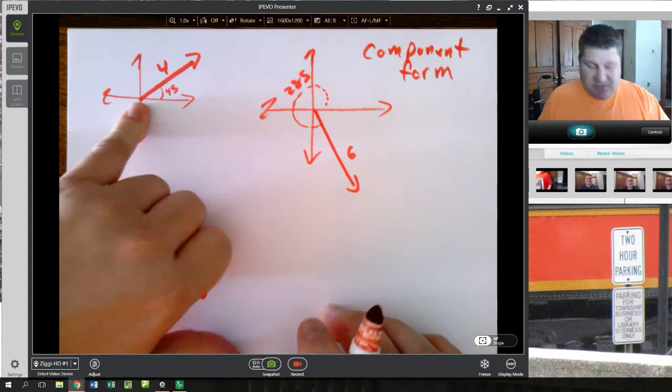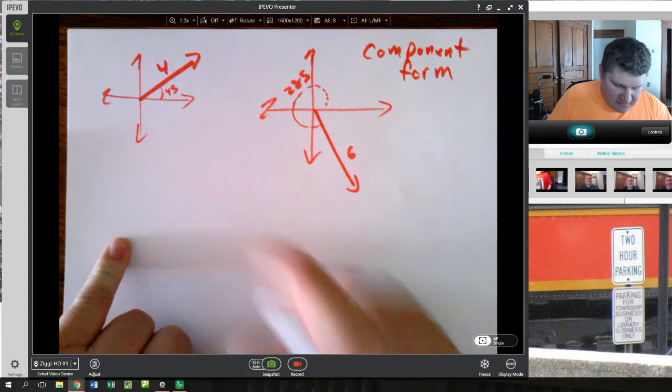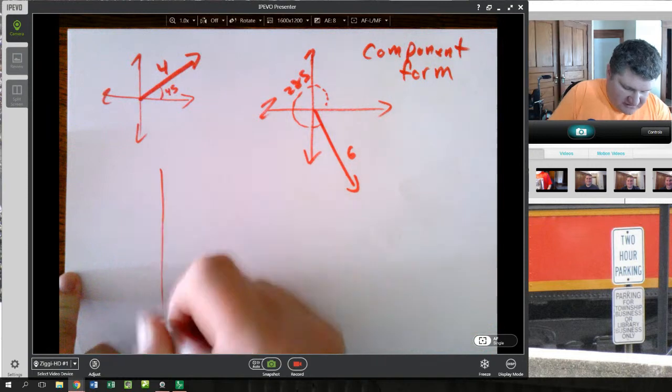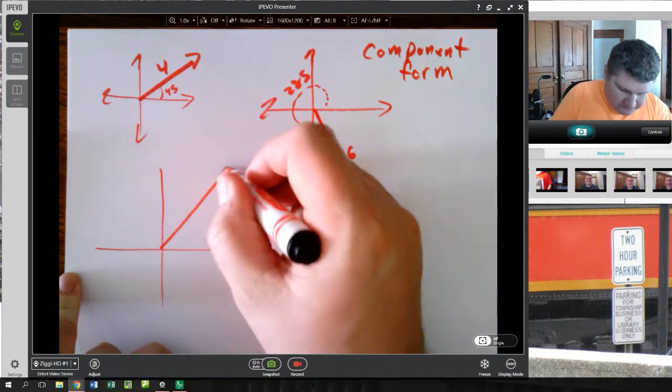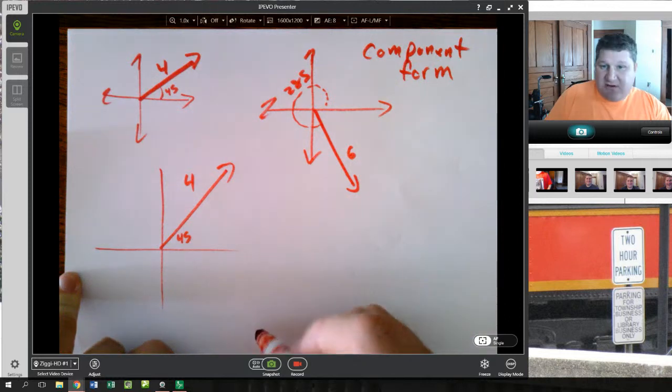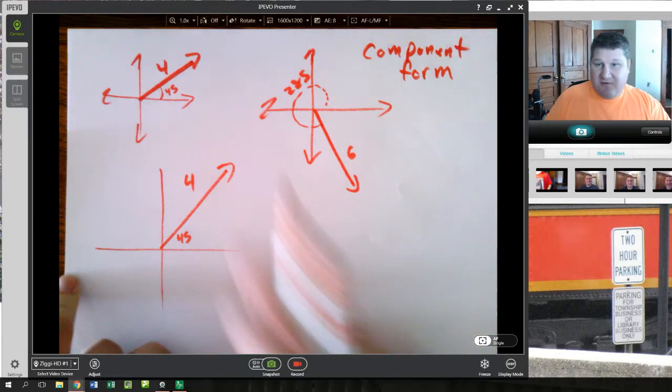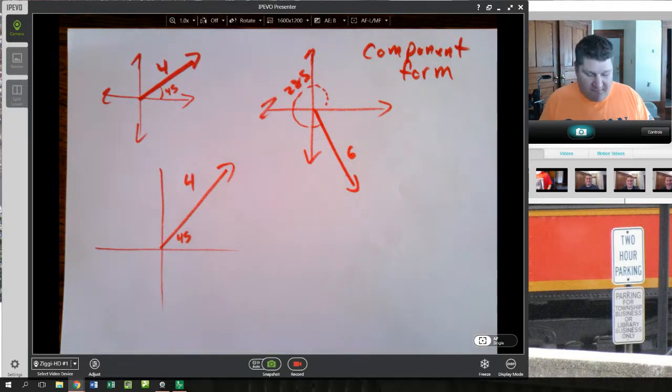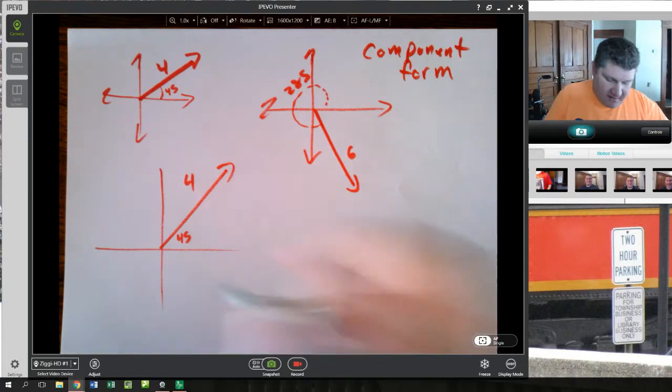Let's take our vector A right here, and let's deal with just him a minute. So let's make it a little bigger. 4 at 45. Now here's the thing. Every vector in any direction has what are called components. Think about it like this.